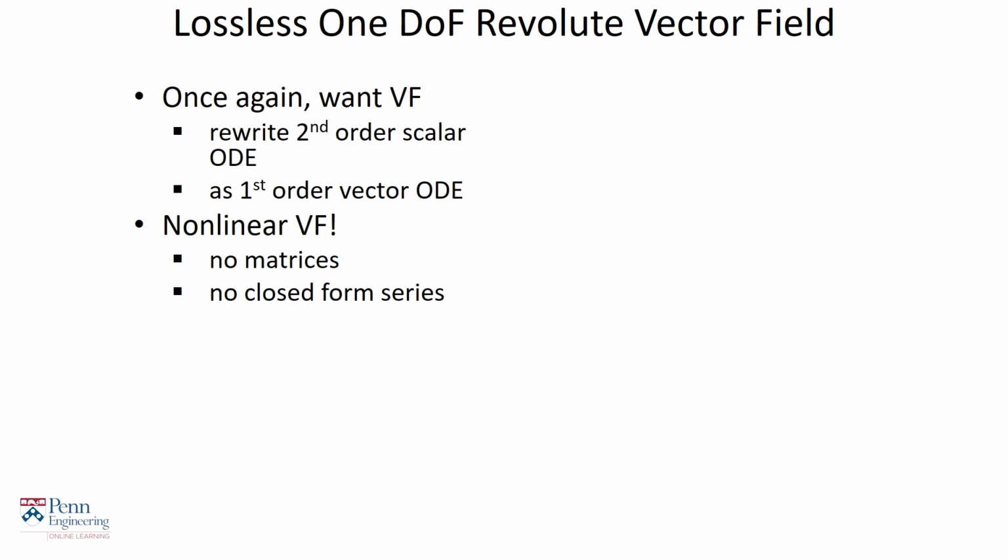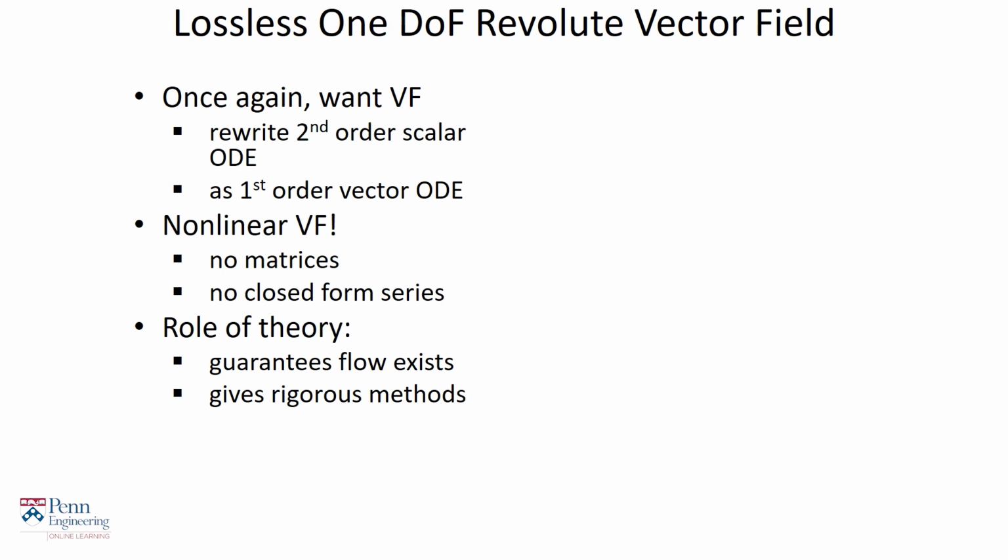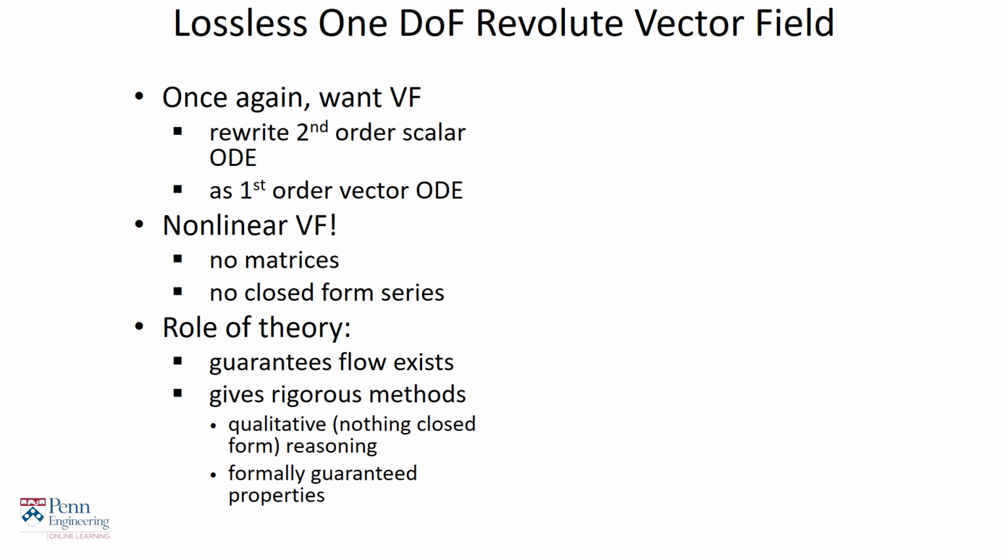And not only that, because it's a nonlinear differential equation, there won't be any closed form series that we know how to write down, okay? And so the role of the theory is going to guarantee that the flow exists, that that infinite series exists, even though we can't write it down. And it's going to give us rigorous methods for reasoning qualitatively. We're not going to have closed form expressions usually. We might get some closed form approximations, but we won't get closed form expressions without approximating. We'll have to be reasoning qualitatively about them in order to get formally guaranteed properties.